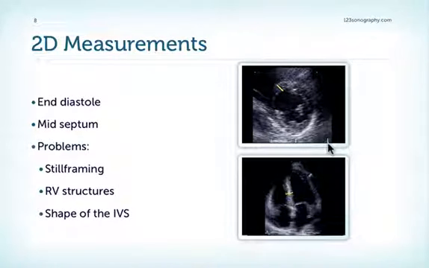Here are two examples where you can measure the septum in a short axis view and a 4-chamber view. Remember, we measure at end diastole. We should measure the mid-septum, and beware of problems such as the still framing problem, where you do not use an end diastolic frame, and thereby you could overestimate the thickness of the septum. RV structures could come into your field of measurement, and this would also lead to overestimation, very similar to what happens in M-mode. And the shape of the septum can cause problems, because the thickness is not the same in all regions: proximal, mid, and distal.